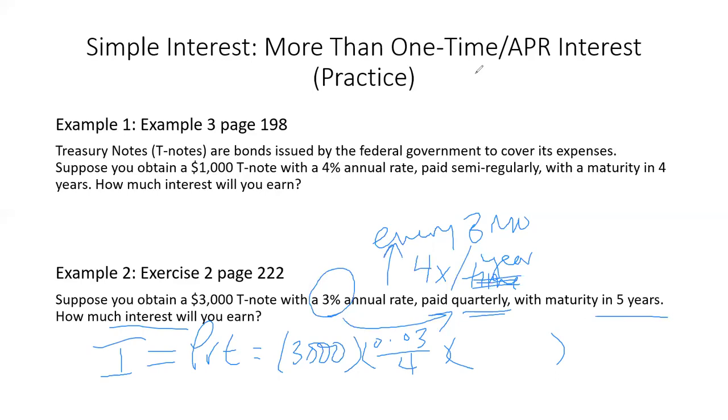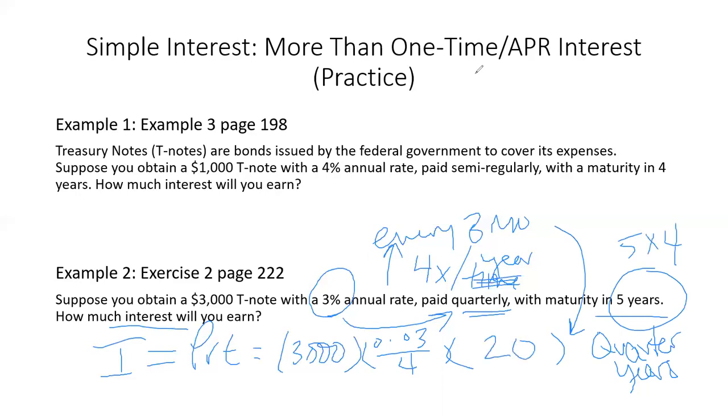And then now my time has to match every 3 months as well. So if I'm looking at quarter years, there are going to be 20 in 5 years. So I'm taking 5 times 4 here to have 20 quarter year periods.